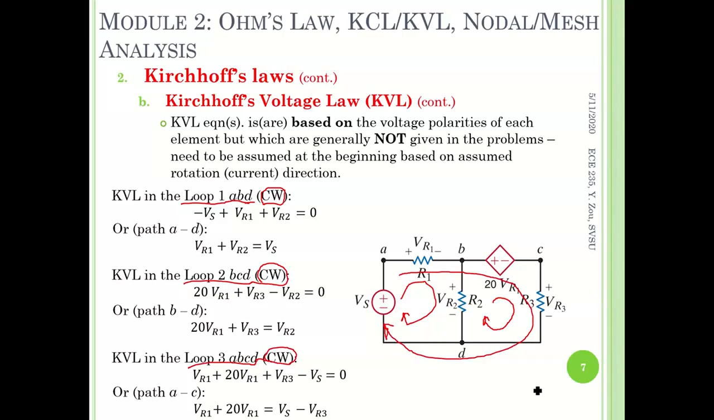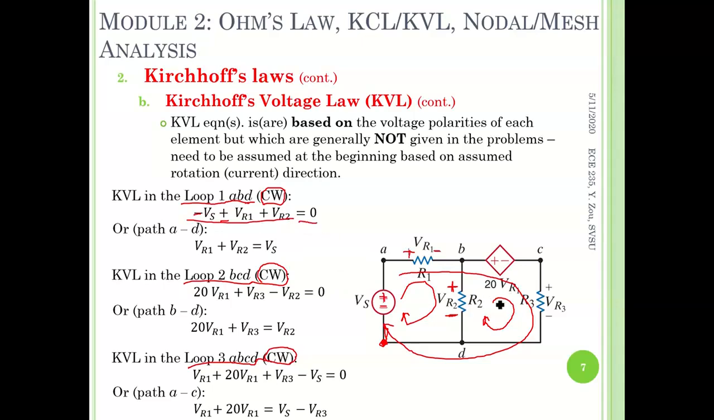So let's write these 3 loops' KVLs respectively. For loop 1, if we begin with the node down here, then we come across the negative followed by positive polarity of Vs. So we have a negative Vs here. The next voltage we come across is VR1, positive, negative, so it's positive VR1. The last one is VR2, the voltage across R2. As labeled here, we come across positive first, followed by negative, so it's positive VR2. Sum them together equals 0.